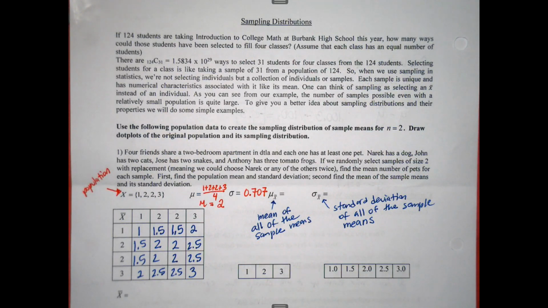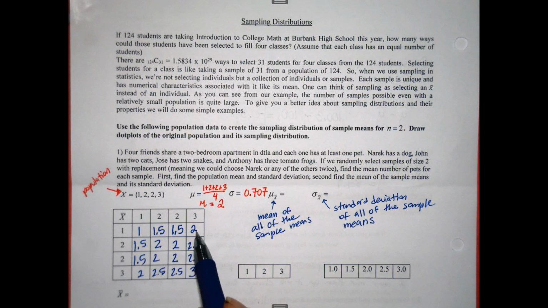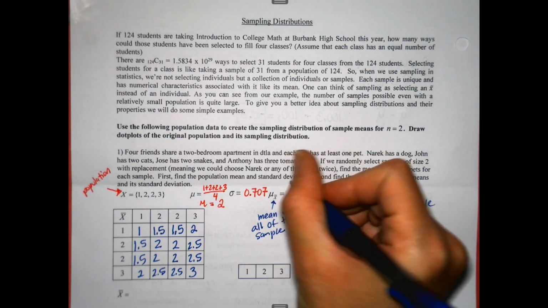So the mean of all of these, I'm going to add them all up. 1, 1.5, 1.5, 2. So this ends up giving us 6, 14, 22, 32, and we're going to divide by a total of 16. So 32 divided by 16 ends up giving us 2.